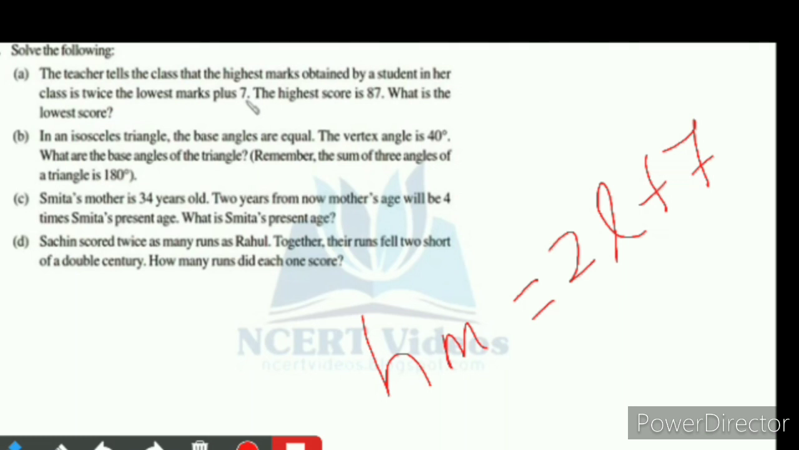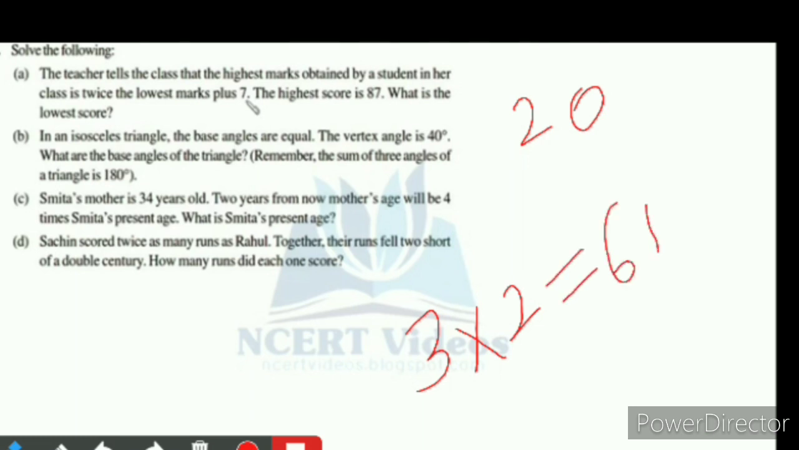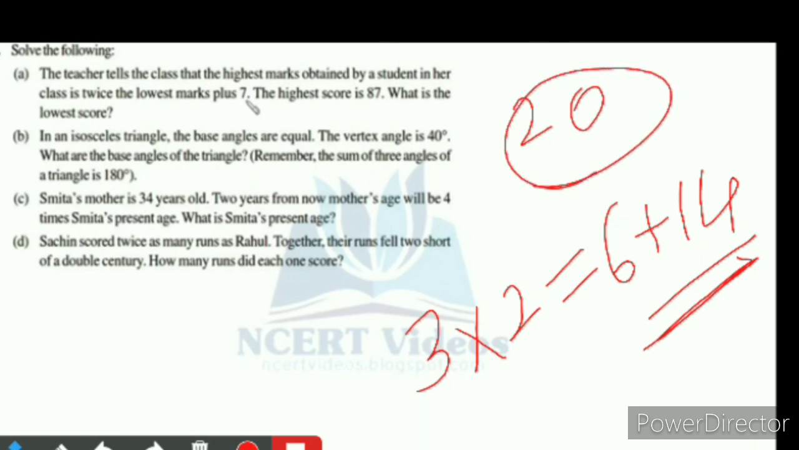For example, a student has scored highest mark 20. Lowest mark is 3. If we double the lowest mark, what will you get? It will be 6. So, to that we should add 14. It will give highest mark 20. For example, I am telling.